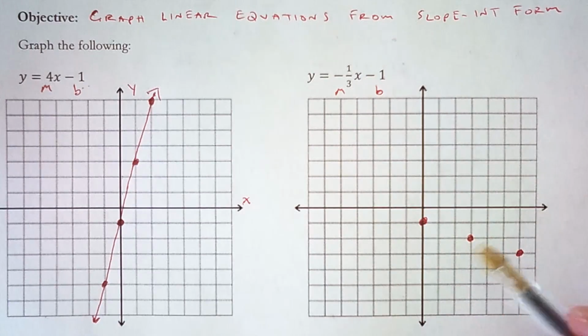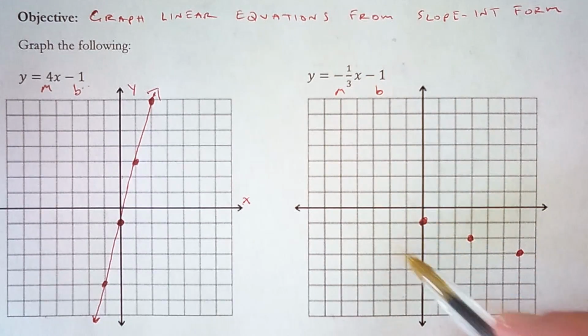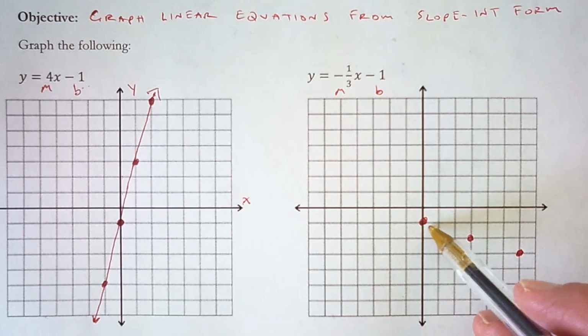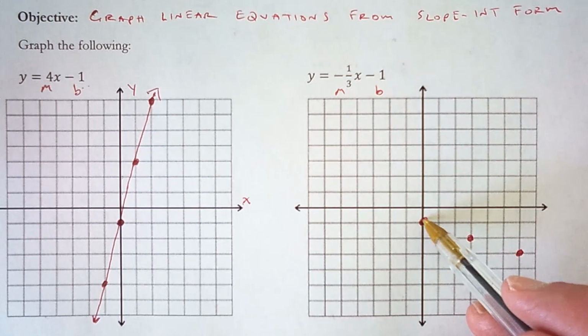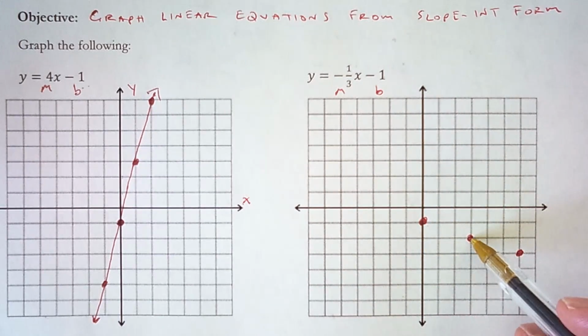A common mistake would be thinking negative means go down and left because both of those are negative, but two negatives make a positive. I only want one negative. Down is negative, right is positive, and it gives me a negative slope.